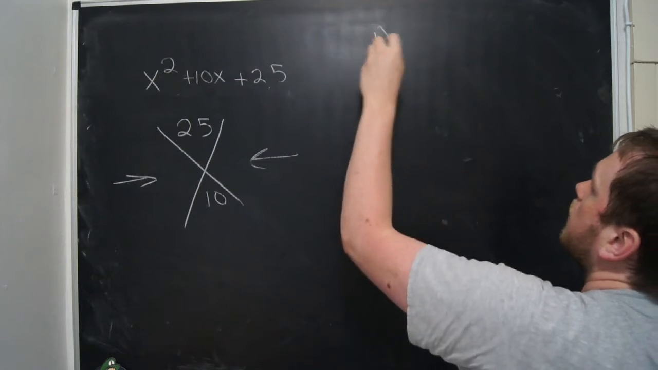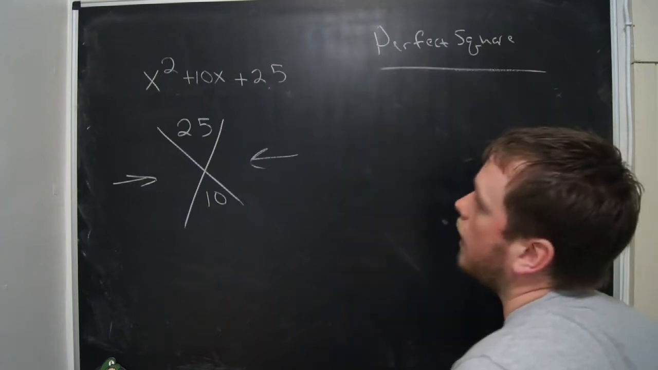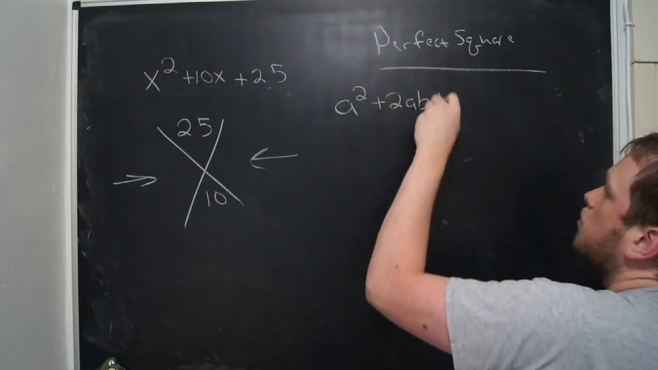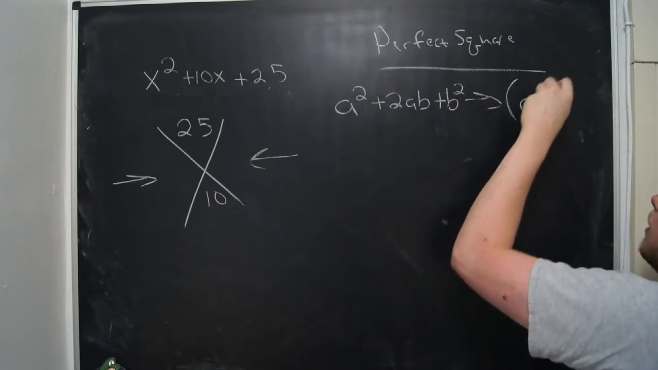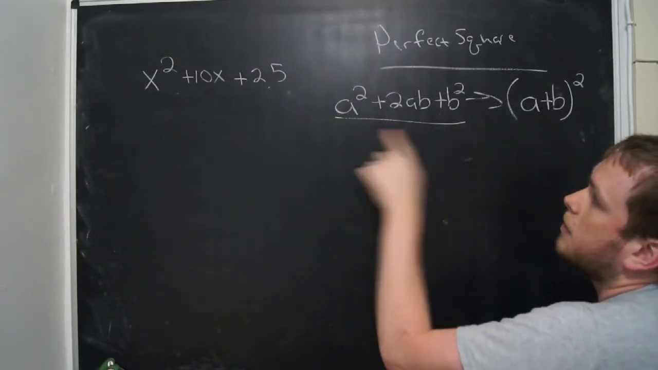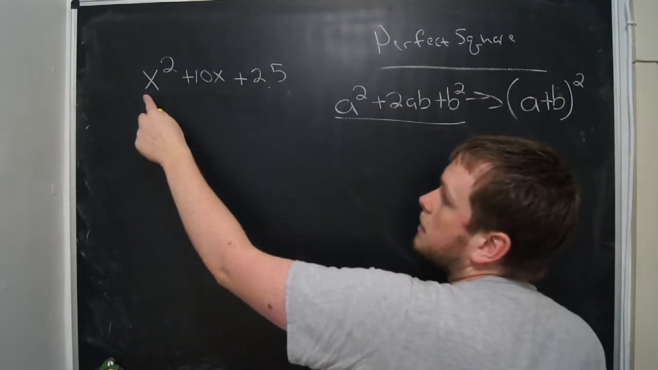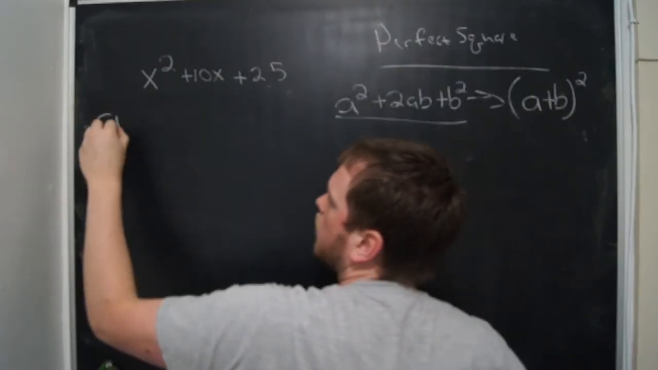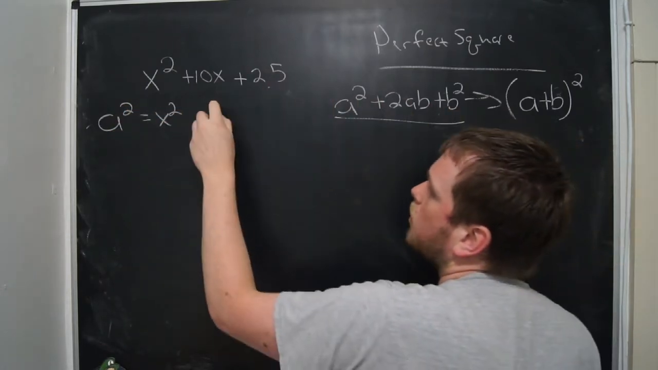So for the perfect square method, we say that if we have a polynomial in the form of a squared plus 2ab plus b squared, we can factor that as a plus b squared. So here, we're going to be following this format and comparing this to what we have here. The first step is to look at our a. In this case, our a squared is x squared. So we're saying, okay, our a squared is equal to x squared. And that means that our b squared, in this case, is 25.